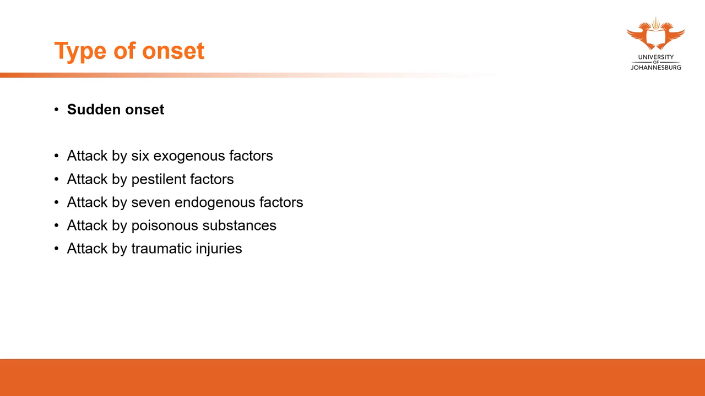For the poisonous substance, if you eat some toxic stuff, the patient will be vomiting. So that also will happen directly. For a traumatic injury, no matter what kind of traumatic injury, it is going to be onset immediately. So these are the characteristics of sudden onset. What kinds of disease pathogens are more likely to have sudden onset?